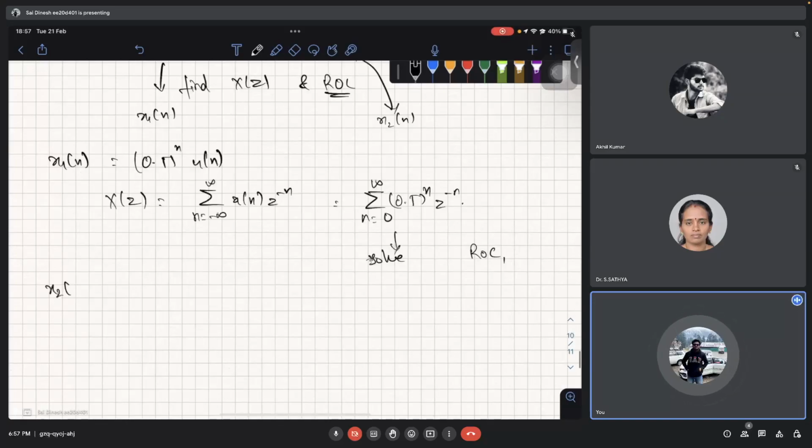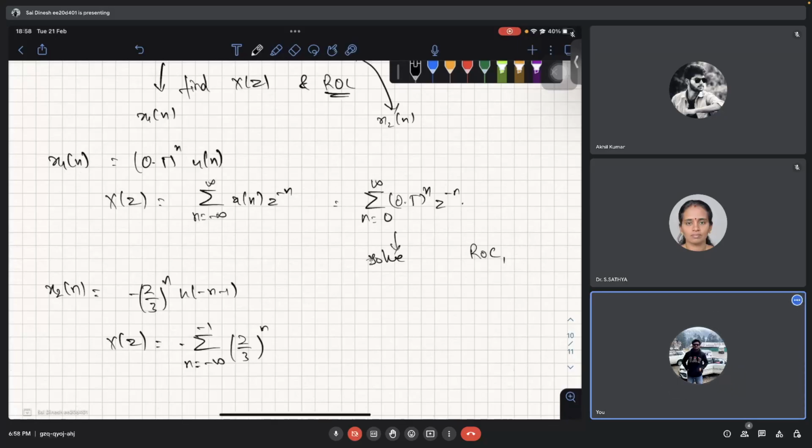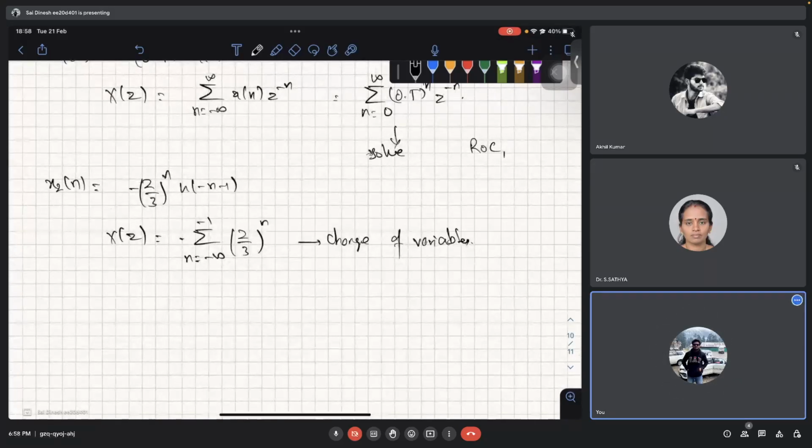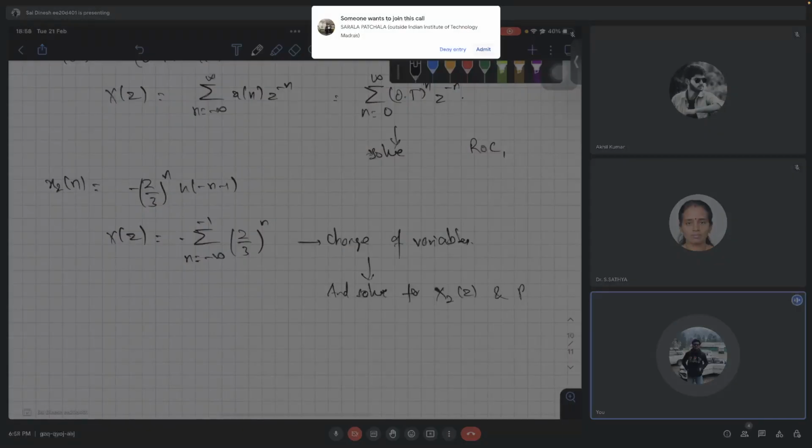And similarly you take x2 of n, which is minus 2 by 3 power n u of minus n minus 1. Again do the same thing, with n from minus infinity to minus 1 of 2 by 3 power n. Do the change of variables, and solve for x2 of z and ROC2.